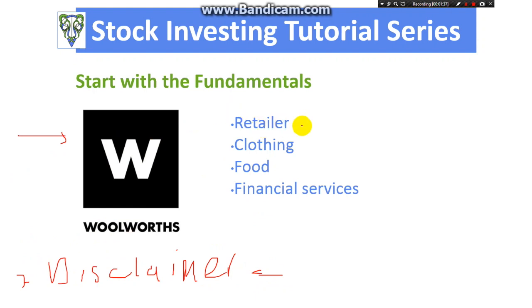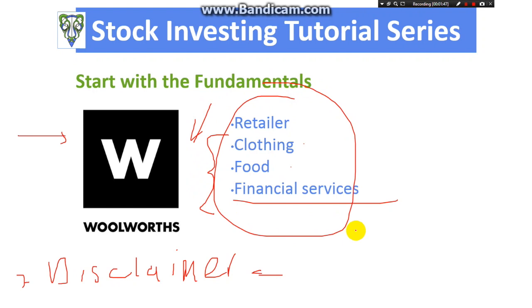So Woolworths is a retailer. They sell clothing and they sell food, and they also offer financial services. So this is something we need to consider when you pick any stock. You need to identify what market they're in and what service and products they offer. That's going to allow you to also use this as a foundation to determine whether or not this is going to be a good investment in the long run.